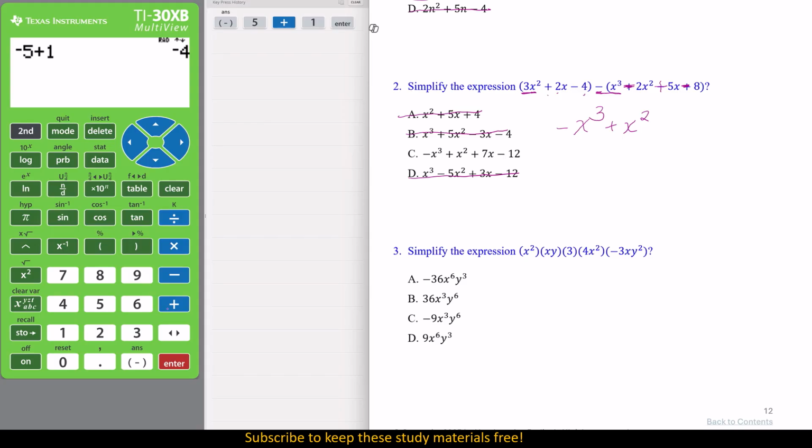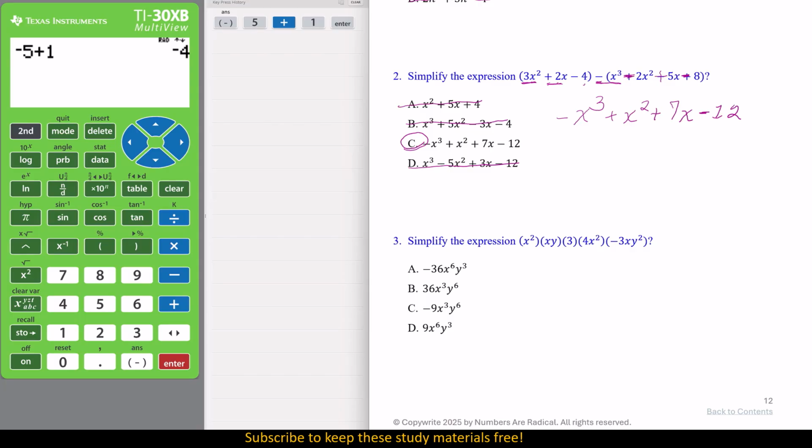Now we did the x squared. Now we need to do 2x plus 5x is plus 7x. Oops, I'm writing the wrong thing. And that doesn't look like a plus. So now we have plus 7x, and that checks. So now we need to take 4 minus 8. Well, that's going to give us a minus 12. So C is verified.